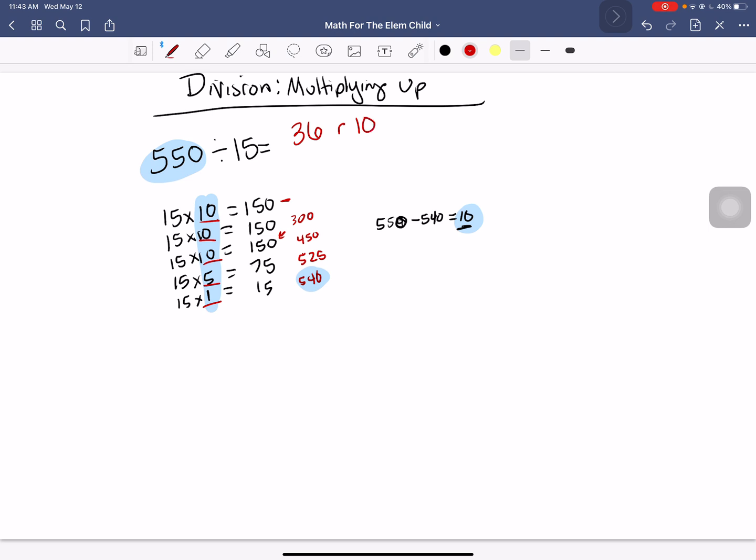And that's honestly the same thing as doing the little caret or division house by 550 and drawing it and writing it like this. 36 with a remainder of 10. That's our answer.